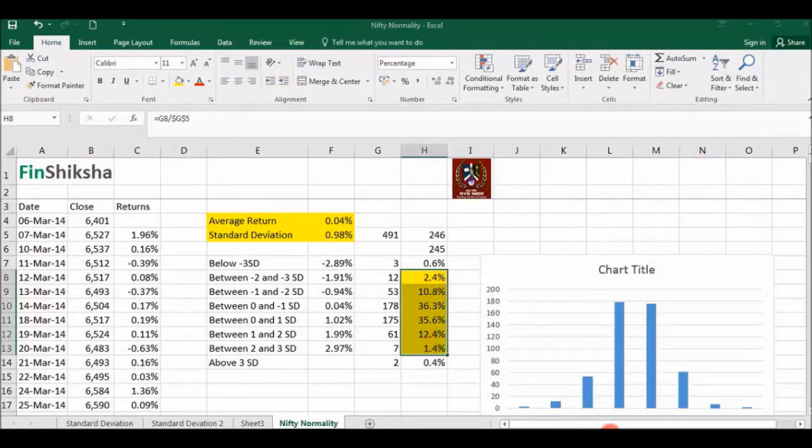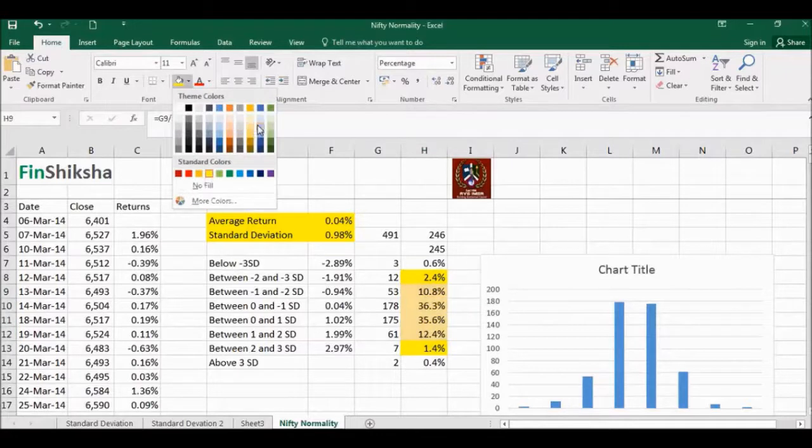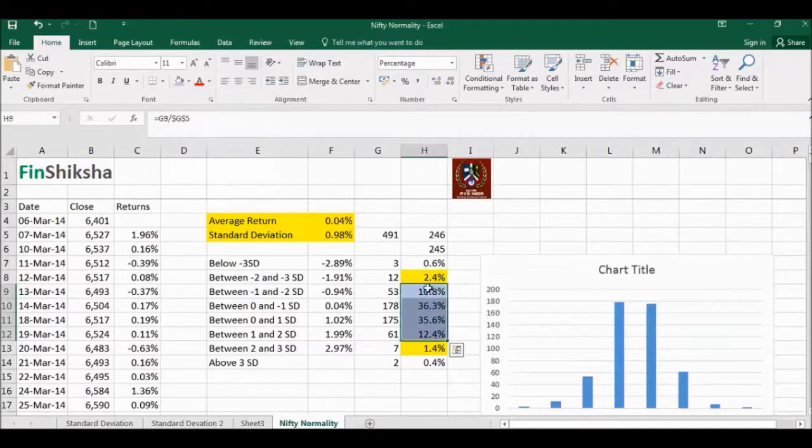What is the sum of all these? 99%. We said 99% of the observations fall between minus 3 standard deviation and plus 3 standard deviation. Correct? Now let's look at this one. What is this shaded portion now? This is between minus 2 standard deviation and plus 2 standard deviation. What is the sum that we see? Around 95%. So the theory holds here as well. It is approximately 95% here as well.